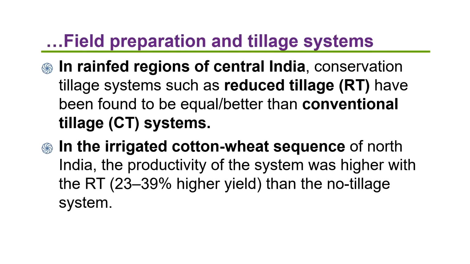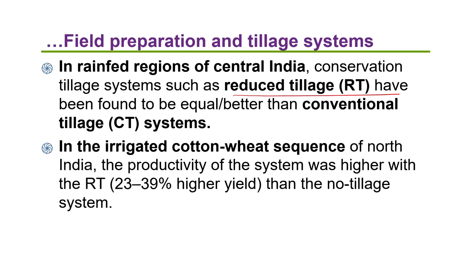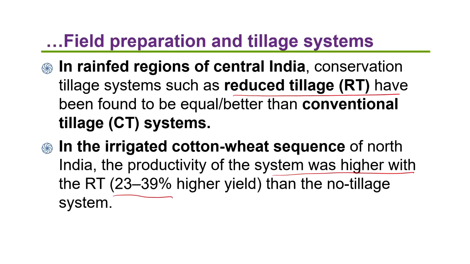In rain-fed regions of central India, conservation tillage systems such as reduced tillage have been found to be equal or better than the conventional tillage. It also saves energy, and it also saves money of the farmer. In the irrigated cotton-wheat sequence of North India, the productivity of the system was higher with reduced tillage, and cotton productivity was 23 to 39% higher than under the no tillage system.